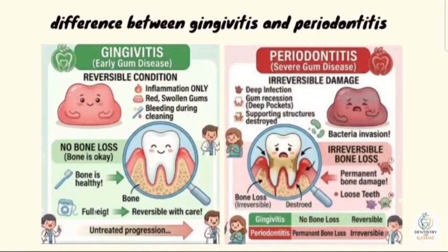Also, you must know the difference between gingivitis and periodontitis. Gingivitis is basically the mild condition, very early gum disease, where there might be bleeding on probing and brushing, but there is no bone loss. Periodontitis is a severe gum disease where there is bone loss radiographically and tooth mobility, you can feel it. And these are the very basic and common differences between these two.